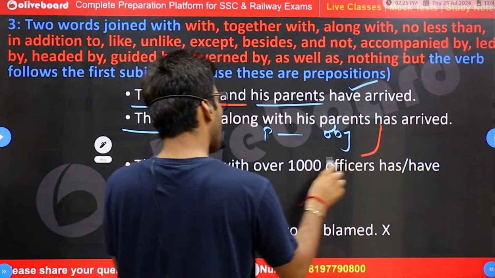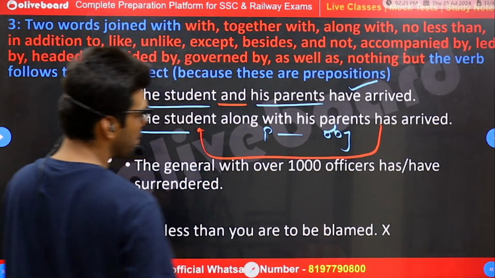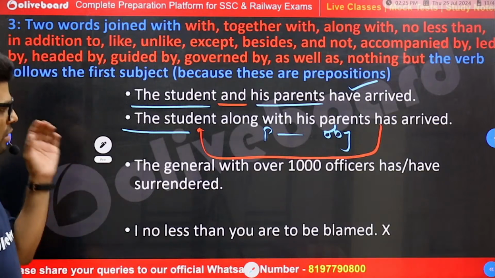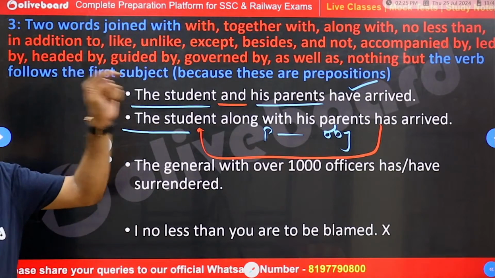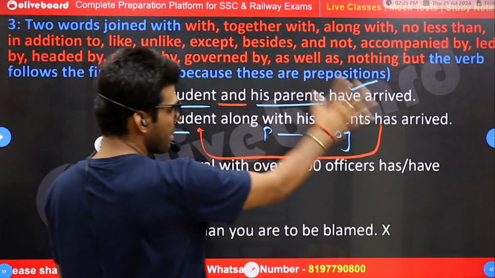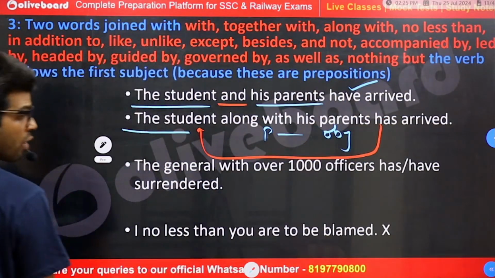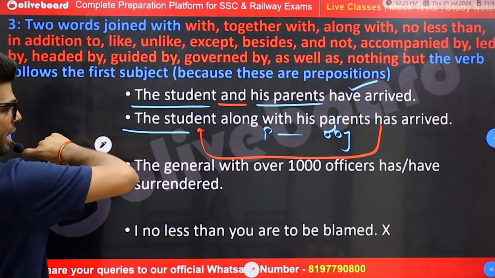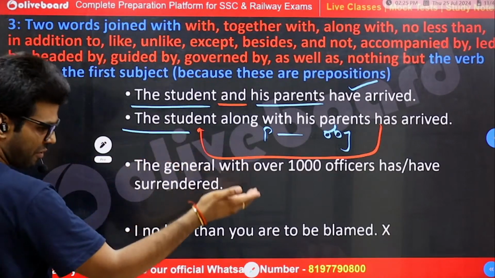It seems awkward if we rely on mathematics alone, but if you use the logic, you get the same answer. The student along with his parents has arrived. We can rephrase this statement because there's a preposition. The student has arrived along with his parents. We can also say it this way: along with his parents, the student has arrived.